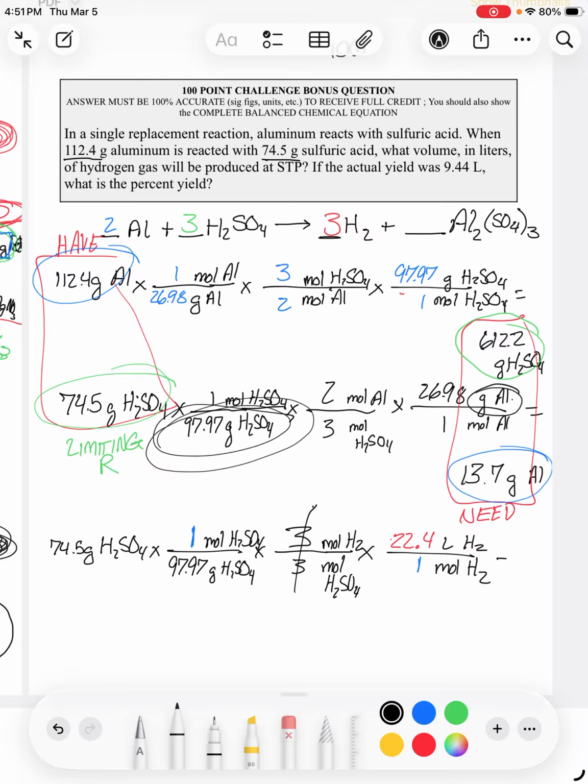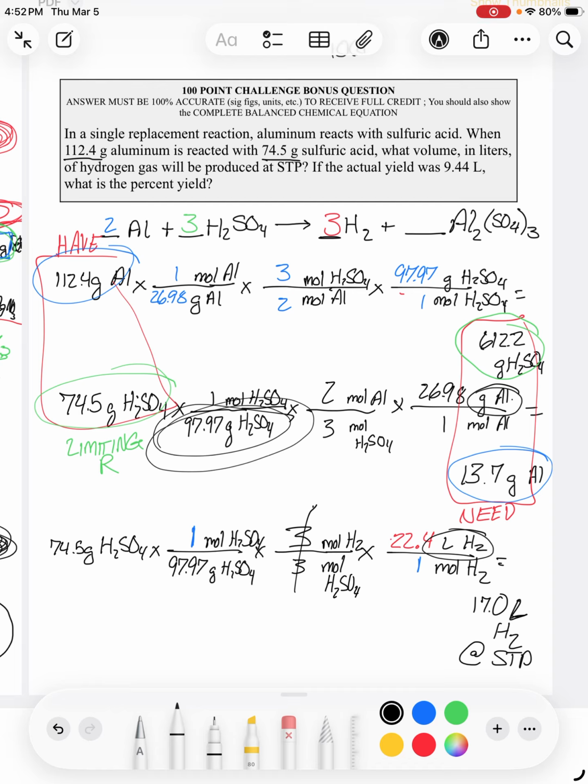Let me do my sig figs right. 17.03. So we're going to say 17.0 because we had 3 sig figs at the beginning. So we're going to end with 3 sig figs at the end. 17.0, what's our unit? Our unit is liters of hydrogen. That's our theoretical yield, isn't it? Based upon our limiting reactants, we would get 17.0 liters of hydrogen at STP, at standard temperature and pressure.